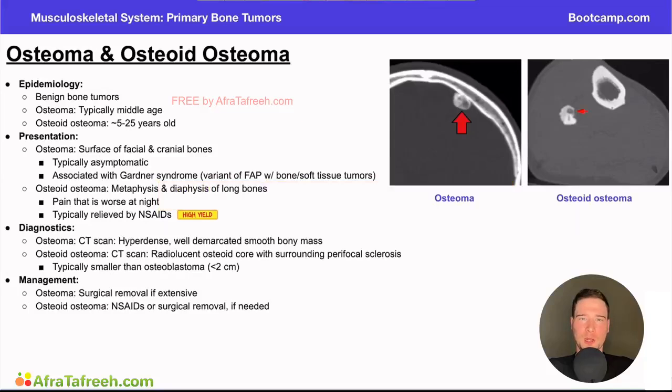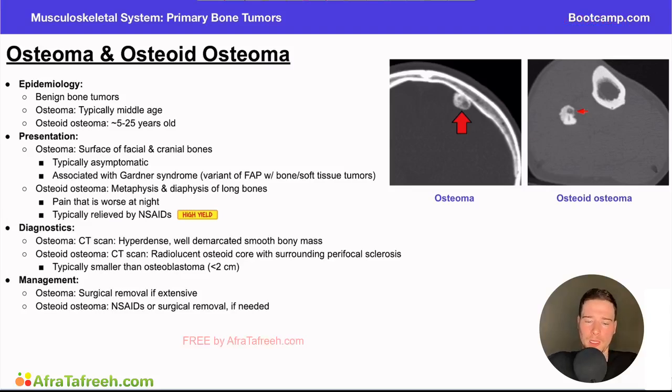So in this next video, we're going to talk about another couple primary benign bone tumors, and that's going to be the osteoma and the osteoid osteoma. We're going to talk about how to compare and contrast these. Again, these are a type of primary bone tumor, meaning they typically arise within the bone themselves, versus a secondary bone tumor, which is a metastases from somewhere else. These are also considered benign, meaning they don't typically metastasize to other areas or invade tissue in the body.